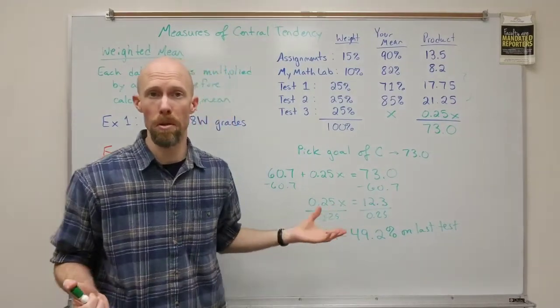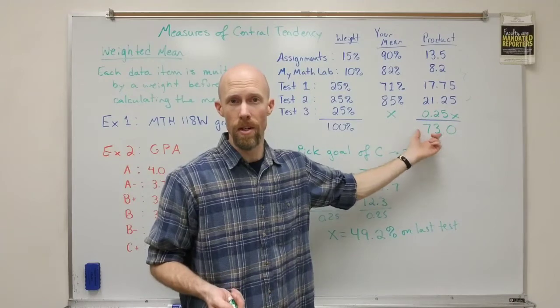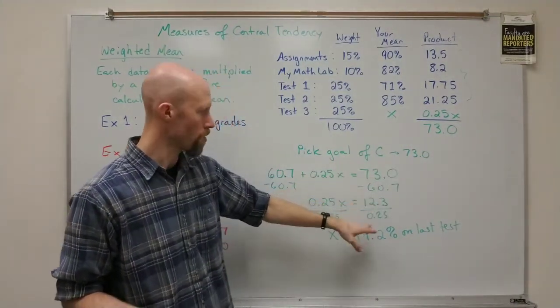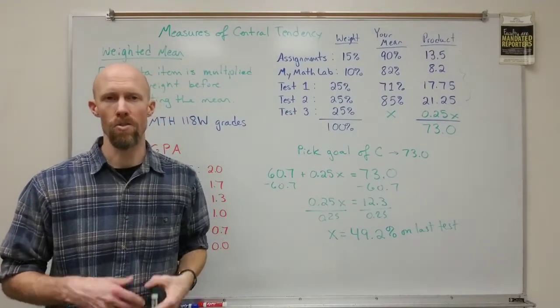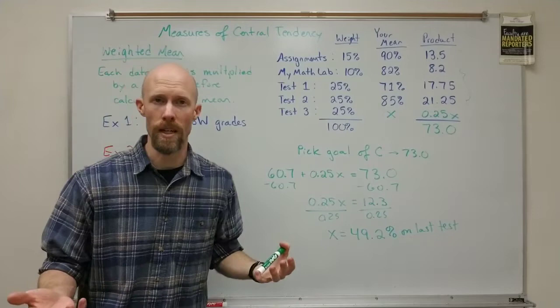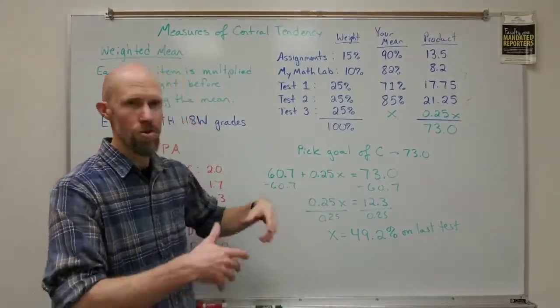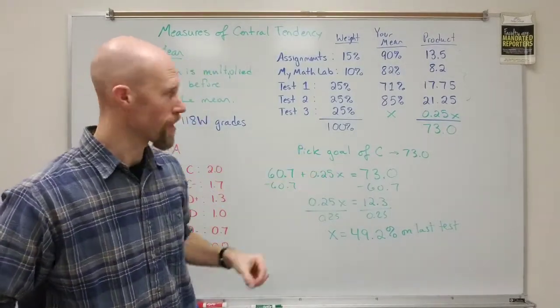If your goal was to get a B plus, you would change this 73 to an 87, okay? You just change the goal, that changes this value here, which changes this value, which then changes the percent. But that's a nice way to calculate that. So I'm sure many of you are asking yourselves, what do I need to get in the final exam or on the test 3 in order to achieve a certain goal? Well, this is how you would calculate that.